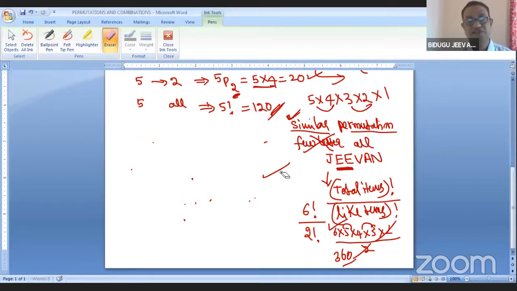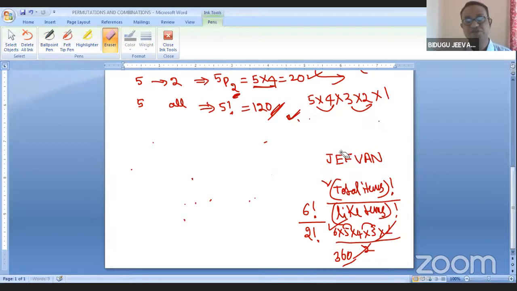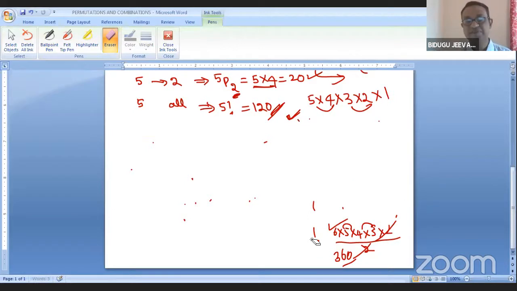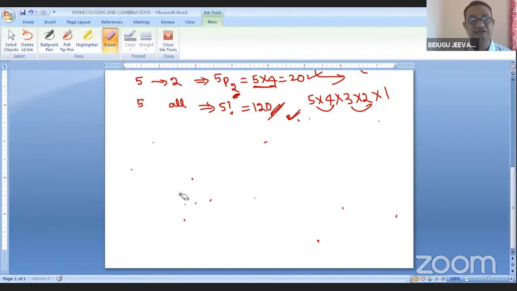So let me talk about circular permutation. So three types of permutations are there. One is dissimilar, second is similar, third is circular. So in similar, we can easily identify the given word, right? Now, circular permutation, right?